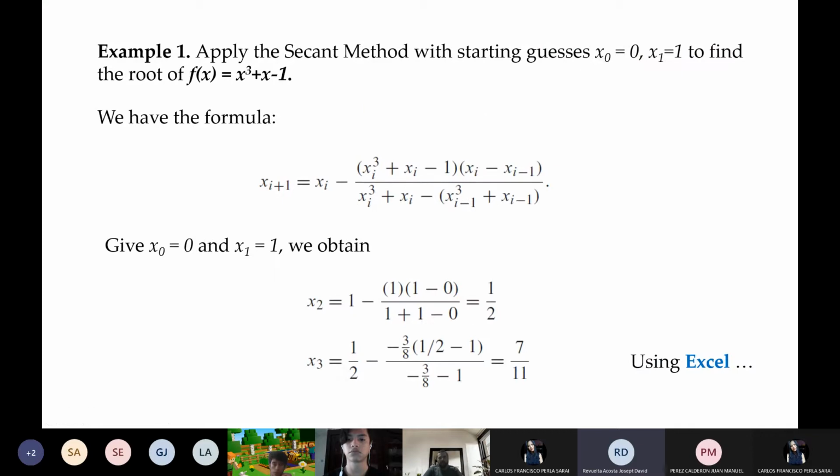So let's actually start doing examples. Let's start with the first example. We apply the secant method with two starting guesses. In the examples, I'm going to give you the starting guesses for the sake of the class, because we don't have 3 hours to obtain the solution. We are asked to obtain the solution of the cubic x^3 + x - 1. It's a polynomial that we used in the class a lot.